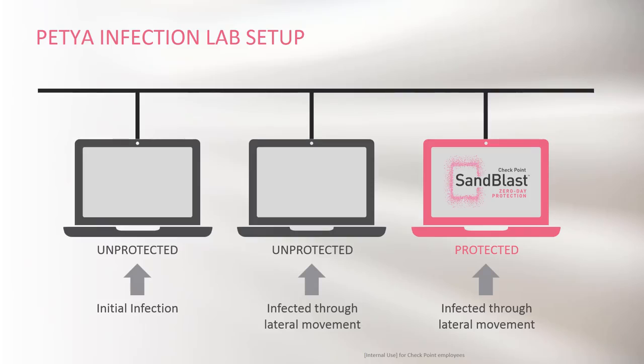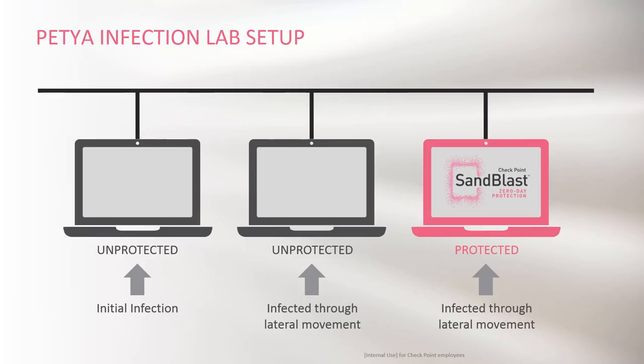This is our Petya infection lab setup. We have 3 PCs on the same network. 2 of them are unprotected and the third is protected with CheckPoint anti-ransomware technology. I'm going to begin the infection with one of the unprotected PCs and then allow it to move laterally to the other 2 PCs on the network.